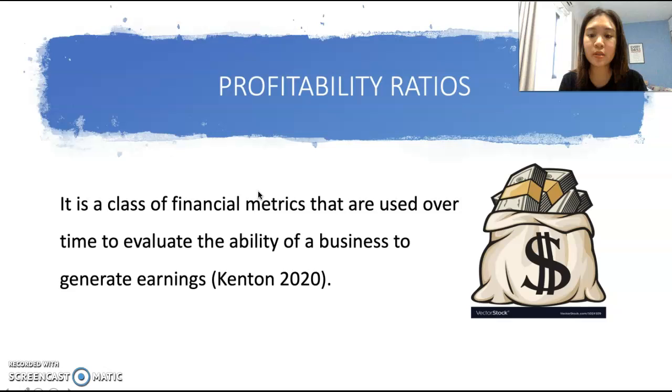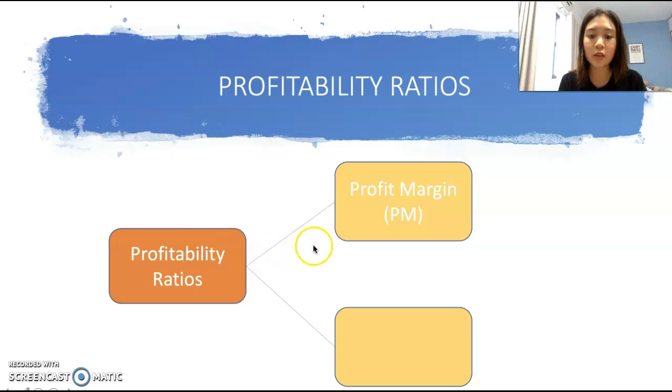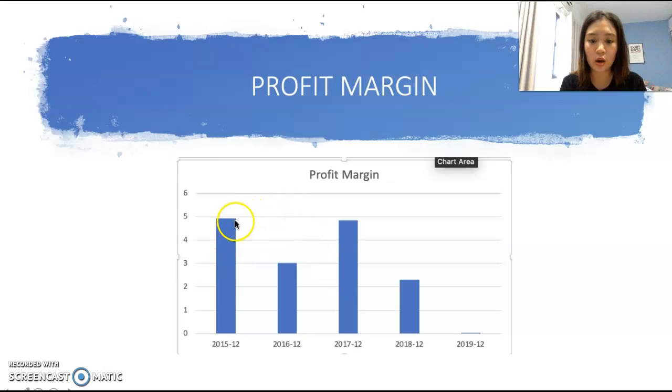It is used to evaluate the ability of a business to generate earnings relative to its revenue, assets, and shareholder equity. Profit margin is one of the profitability ratios commonly used to measure the degree to which a company or business is making money. It represents what percentage of sales became profit. Looking at the chart, it is showing a downward trend.